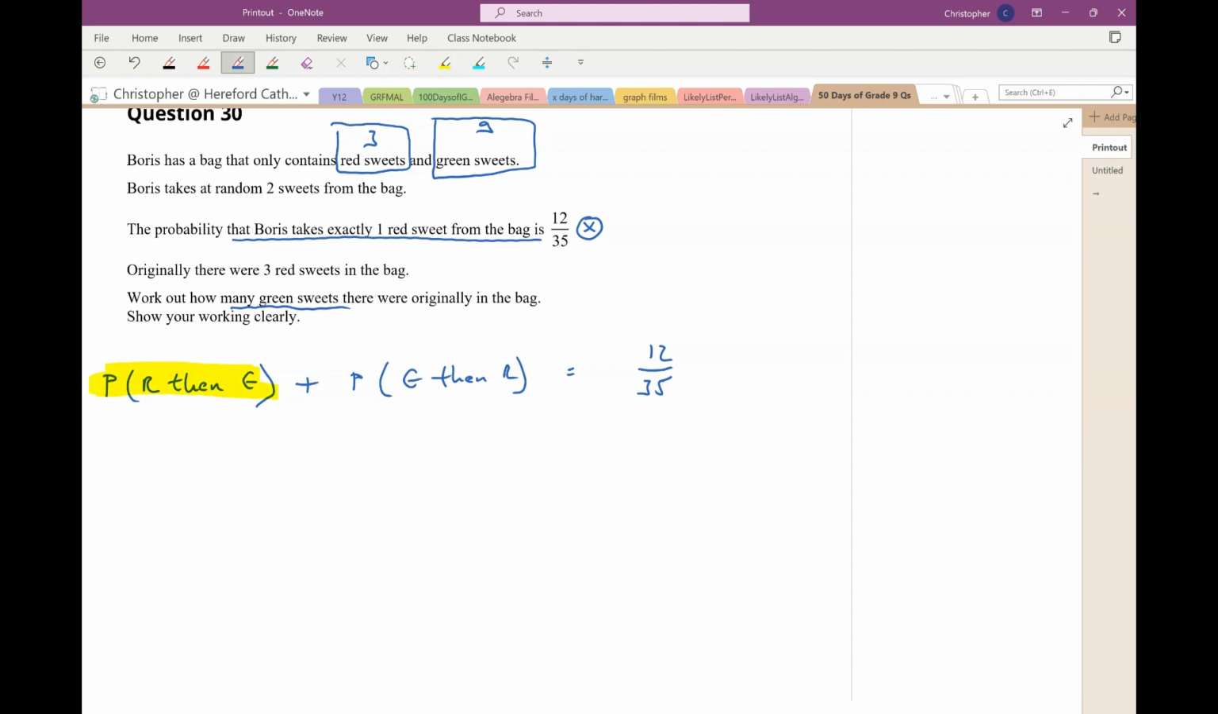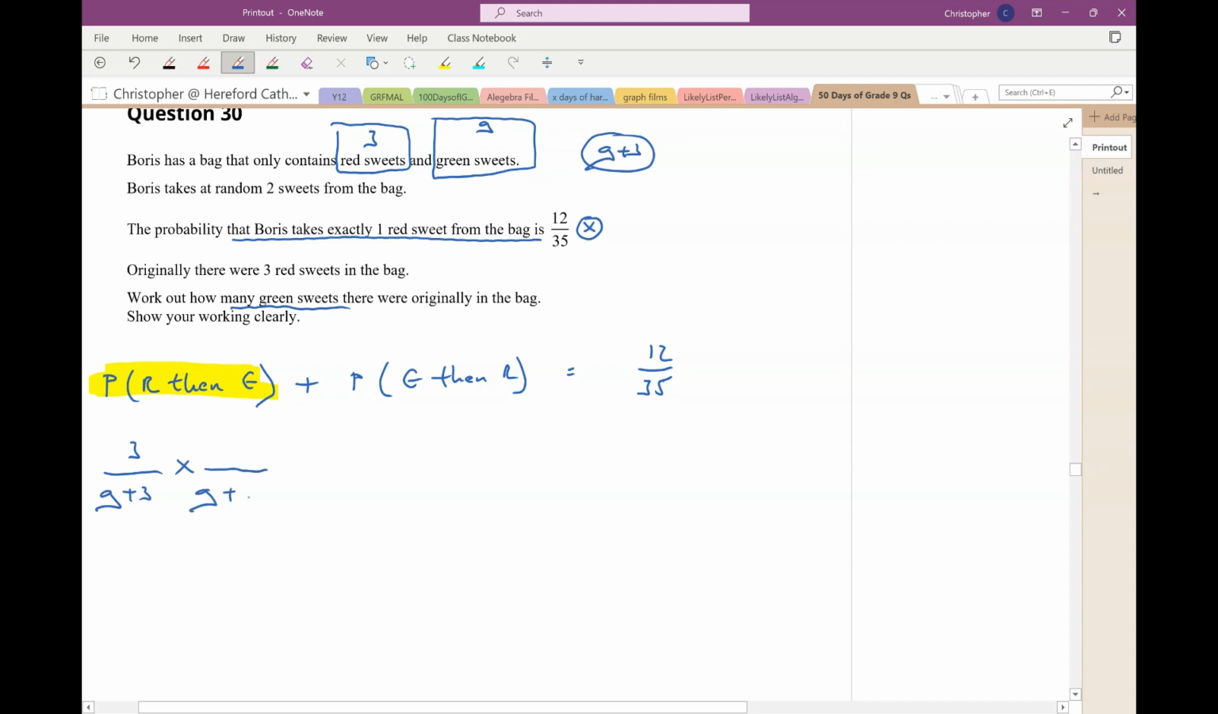Well, the chance of getting the first one, well, there are 3 reds to start with, out of how many sweets altogether? G plus 3. That's the total, isn't it? Okay, so that's the probability of choosing a red to start with. Then you've chosen a red. So what's the probability of the next one being a green? Well, now there aren't G plus 3 sweets.